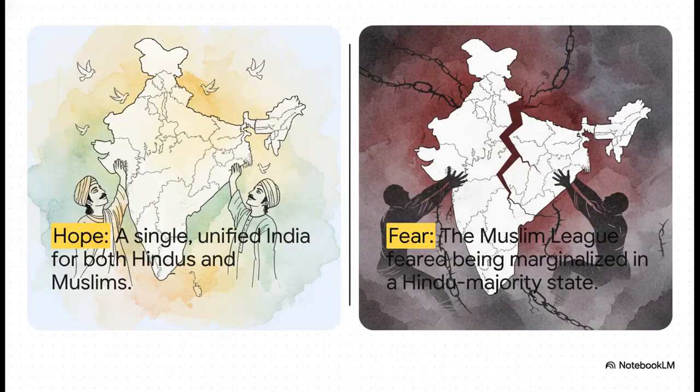And there is probably no more devastating example of this than the partition of India in 1947. The initial hope, the dream, was for a single, unified India for both Hindus and Muslims. But the Muslim League was deeply worried about being marginalized in a country with a huge Hindu majority. That fear is what fueled the call for a completely separate nation, Pakistan.